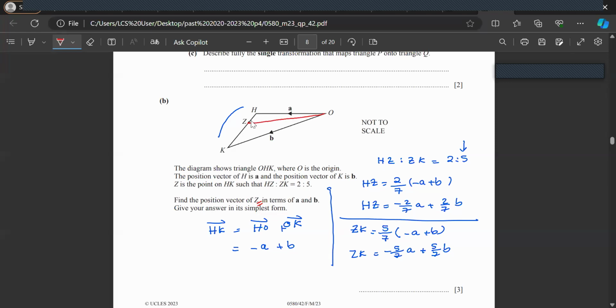Like this, okay? So from O to Z. What do you want? You can choose. You are going to use the upper triangle or the lower triangle. I will use the upper triangle, for example. So OZ will be equal OH, then back, plus HZ. Okay? OH equal what?